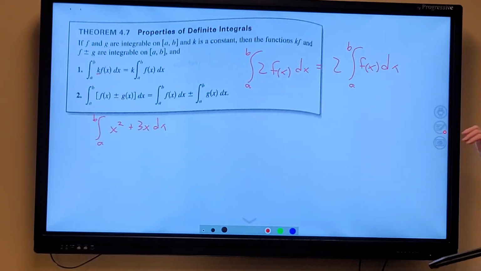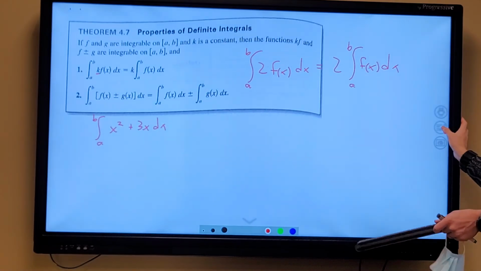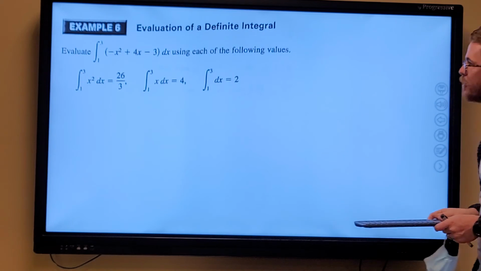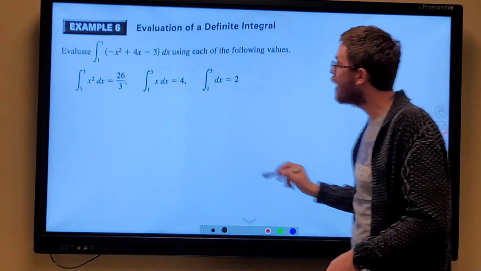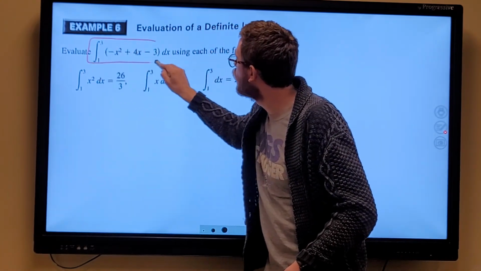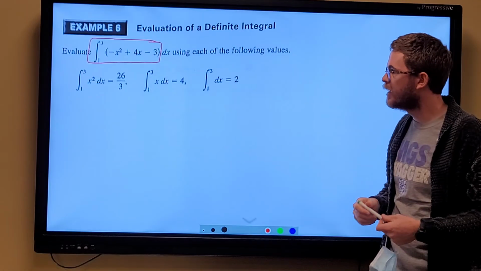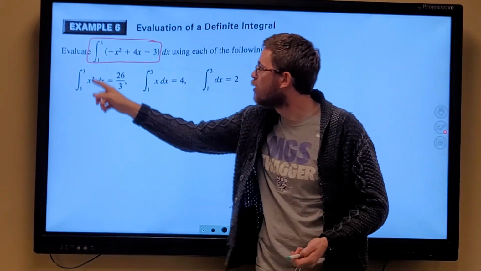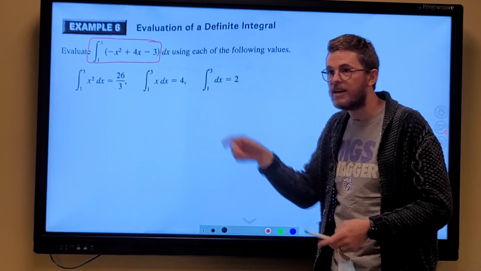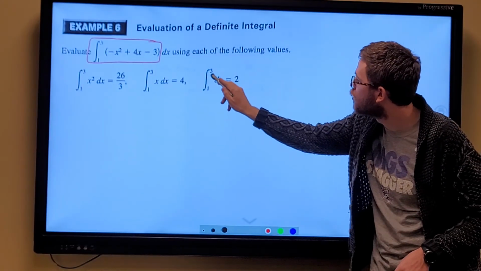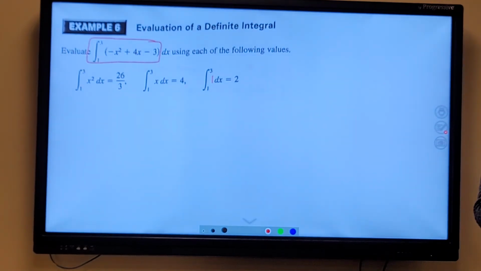We're going to look at an example together, and then I'm going to let you try a bunch of this stuff. So let's take a look at this one together. We want to evaluate this definite integral. This is our goal. And they give us some bits of information. They give us the definite integral from 1 to 3 of x squared, from 1 to 3 of x, from 1 to 3 of dx. And remember, we know there's an understood 1 in front of that dx right there.